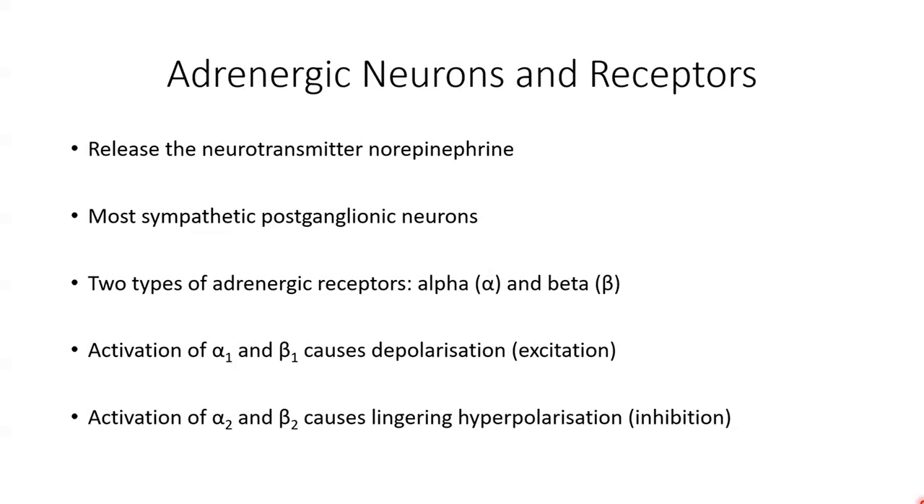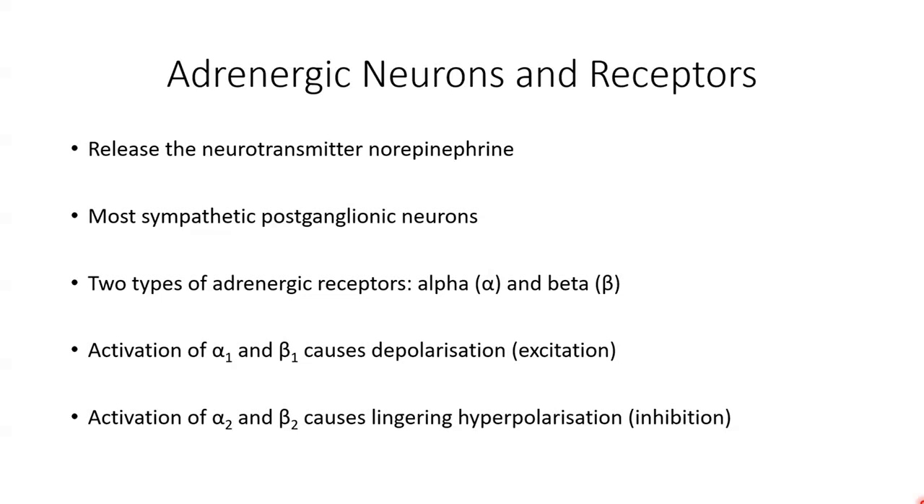So the two main types of adrenergic receptors are alpha receptors and beta receptors. These are found on all of our visceral effectors, which are innervated by sympathetic postganglionic axons. And these receptors are actually further classified into subtypes. So we have type 1 and 2 alpha receptors and types 1, 2, and 3 beta receptors.